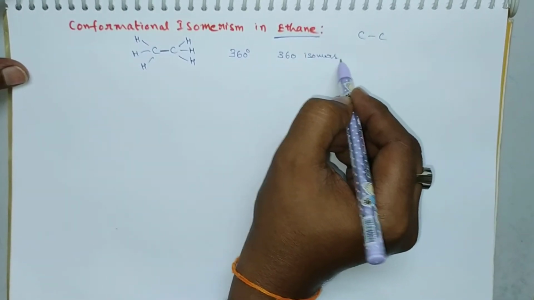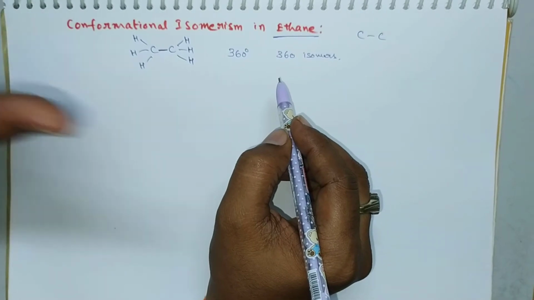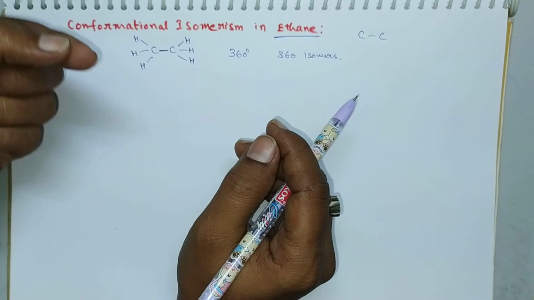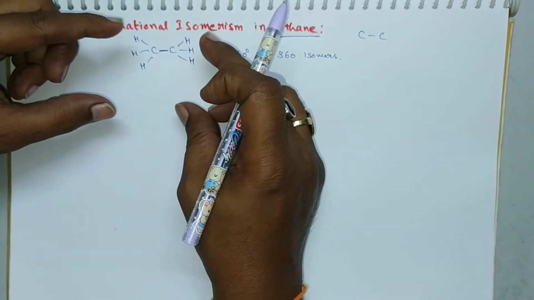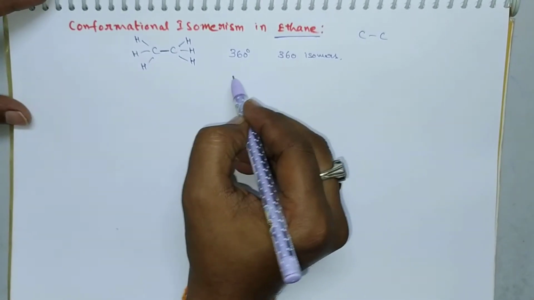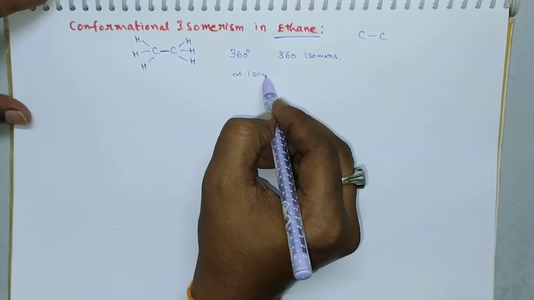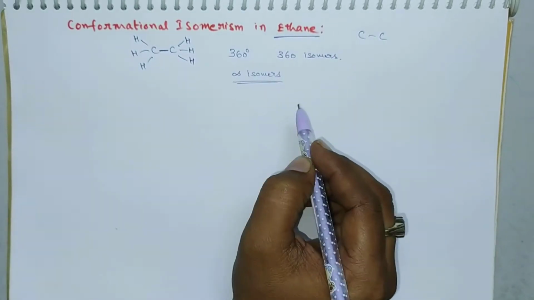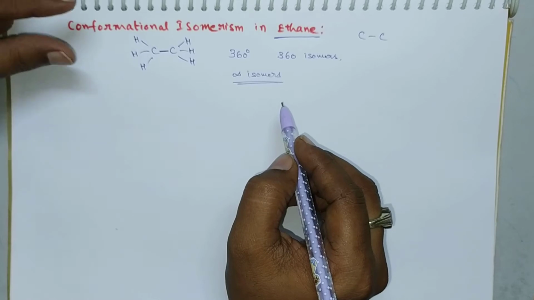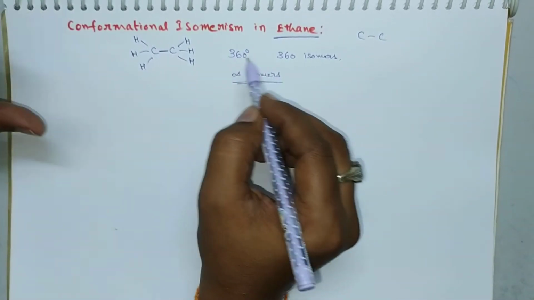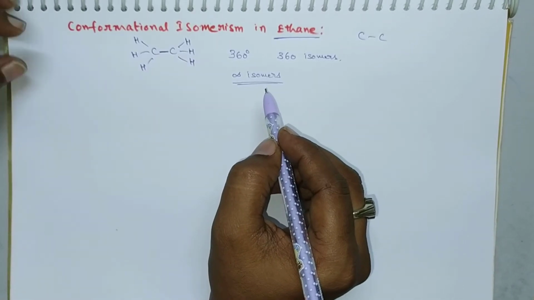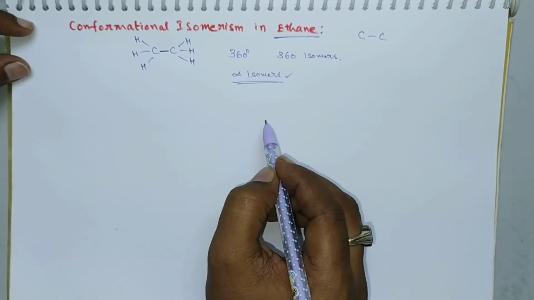360 isomers. That is, for every degree of rotation, we get one isomer. Suppose you rotate the molecule by a fraction of a degree, then we get an infinite number of isomers. So for every fraction of a degree of rotation, we get one isomer. In this way, over the 360 degrees, there are many fractions of degrees, so we observe an infinite set of isomers.